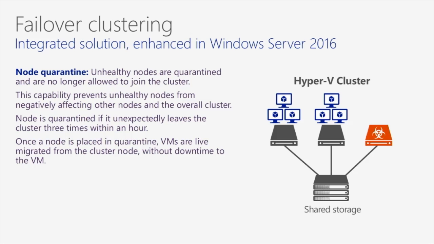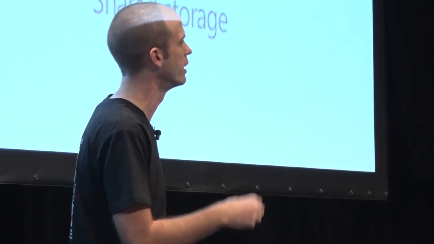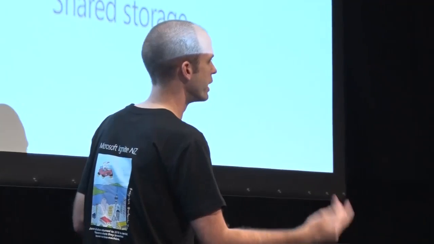The default is if we see it 3 times in an hour. If 3 times in an hour we see a node leave and come back into the cluster and no admin has been touching it, we put that node in quarantine. And what quarantine looks like is we still keep it in the cluster, but the next time it comes back online, we will live migrate off any virtual machines, and we then mark it as a quarantine node, and we won't place any new workload on that node until an administrator comes in, checks out what's happening, and manually clears the state of that node.